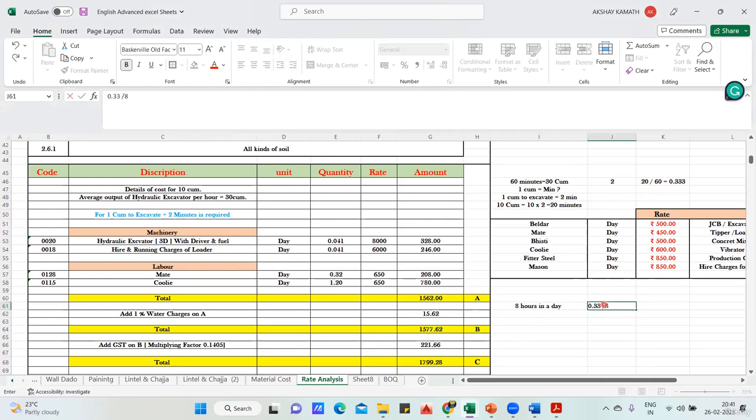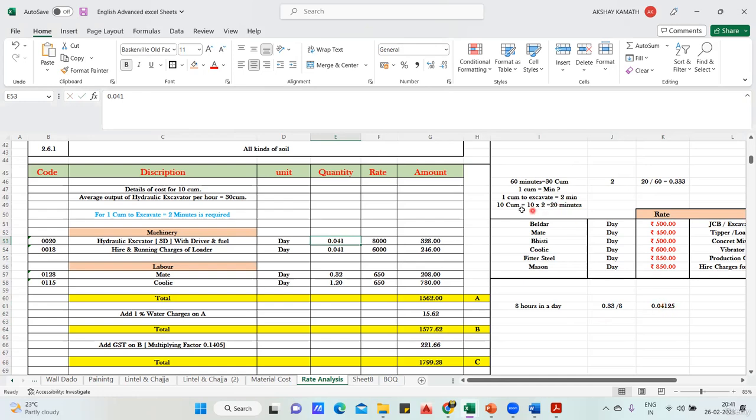So try to do this. 0.33 divided by 8, how much are you getting? I'll do it here only. So 0.33 divided by 8, I'll get 0.04125. You can see the same thing here. So this is how the 0.041 value has come. Very simple, no? This much you have understood.